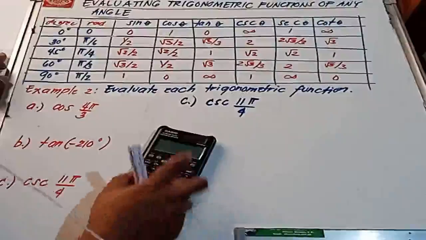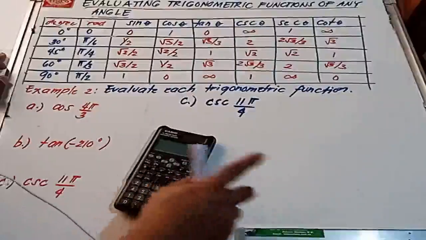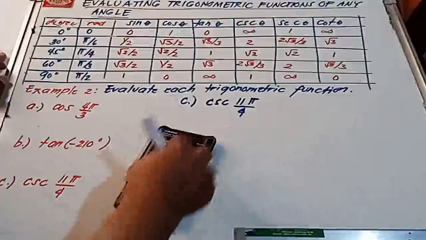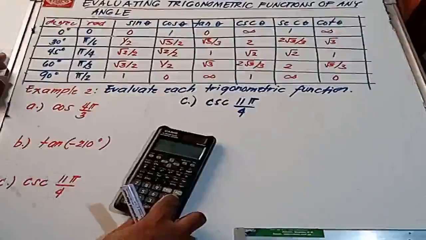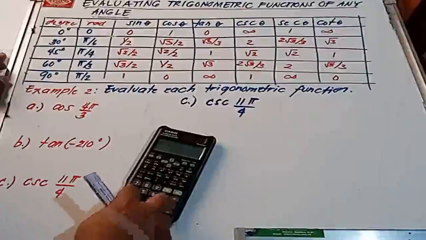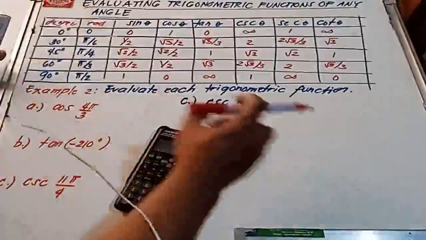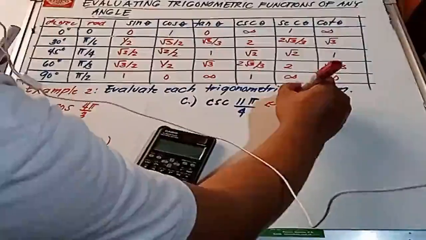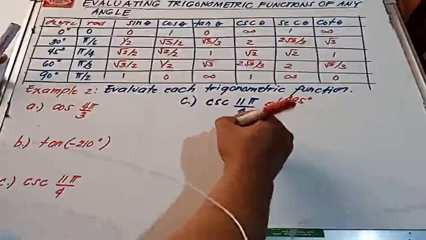So what I'm going to do, I'm going to convert this to degrees. Hindi ko na ipakikita. Just multiply 180. So, multiply 11 by 180. And then, you divide it by 4. 495. So, this is the same as 11 pi over 4 is equal to 495 degrees. Okay? So, ibig sabihin na andito siya.